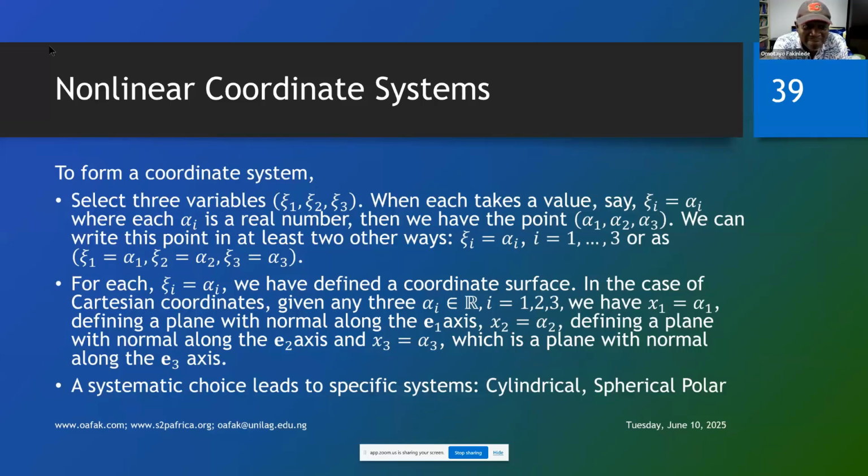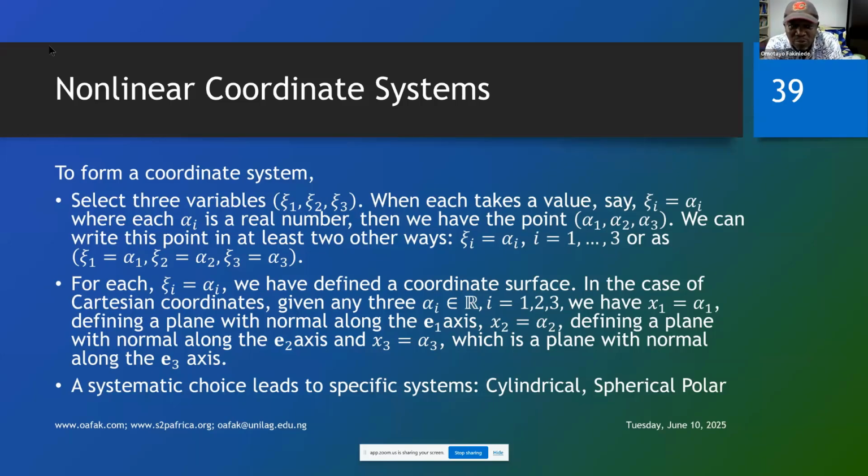And we will begin by generalizing the way you form a coordinate system. How do you form a coordinate system? You can form a coordinate system by just selecting three variables and giving meaning to the variables. Let us say they are xi1, xi2, and xi3, just like you chose x, y, and z. It's just the meaning you gave them that makes them Cartesian. When each takes a value, xi i equal to alpha i, like this, if x is equal to 2, y is equal to 1, and z is equal to -10, you say you are at point (2, 1, -10). That is all.